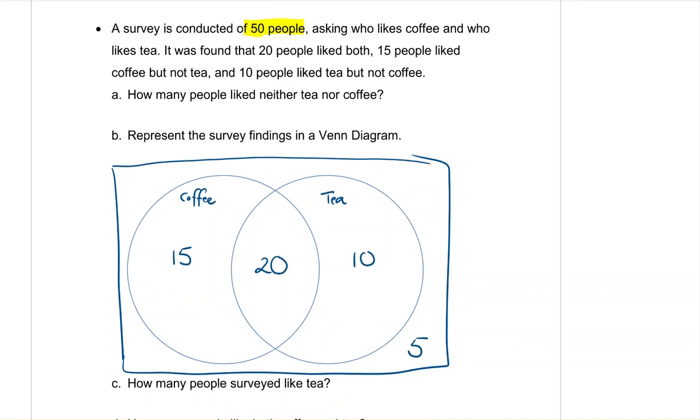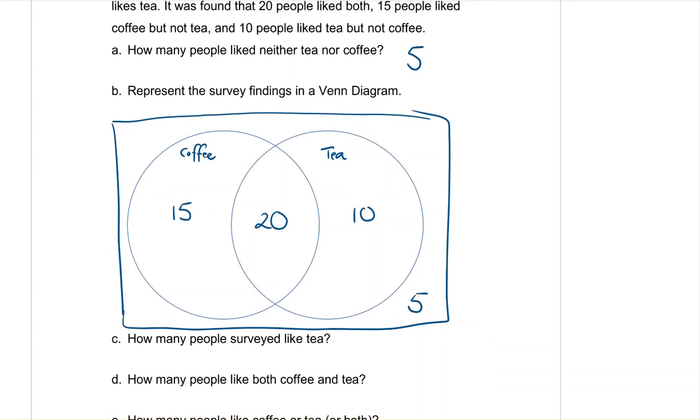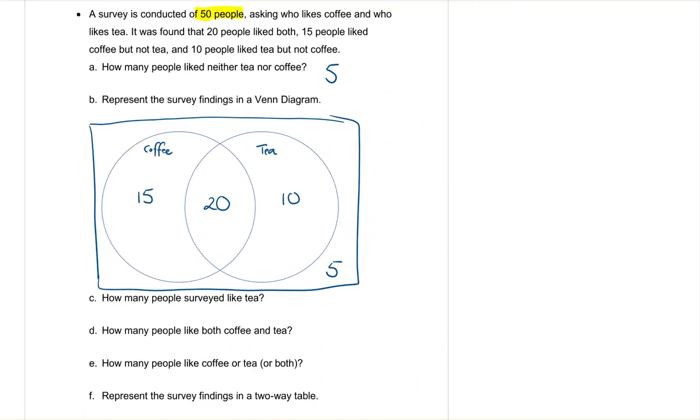Let's go back to A. A said, how many people like neither tea nor coffee? We worked that out. That was the 5 people, the 5 extra people on the outside of those circles. Part C, how many people surveyed like tea? That is the whole tea circle. If they liked tea, there is 30 people. Both of those numbers together, there are 30 people who like tea.